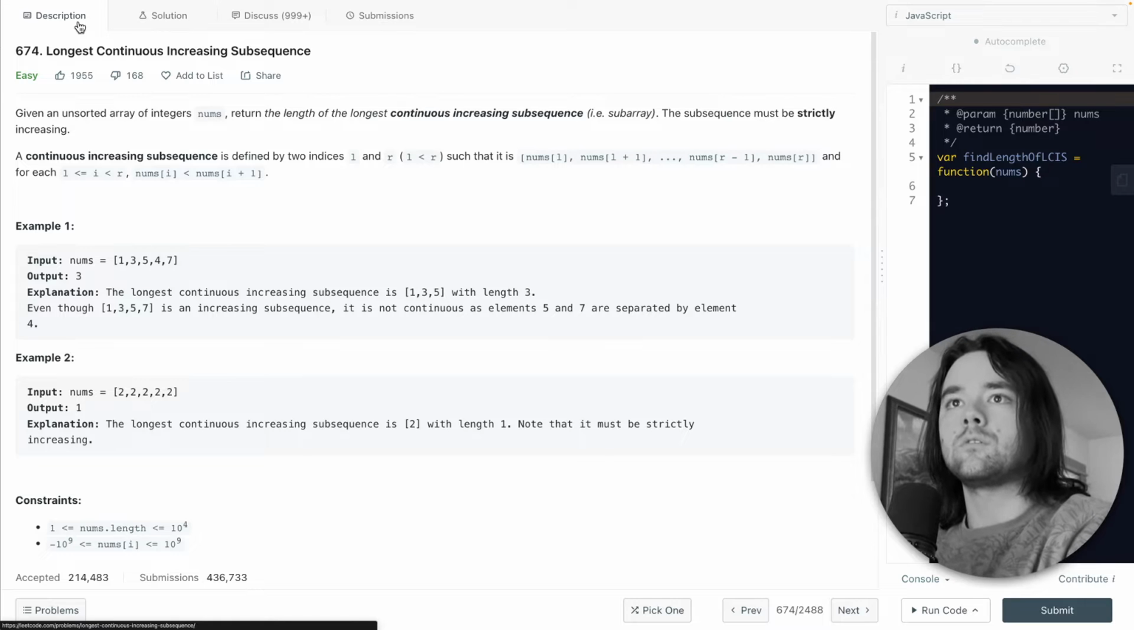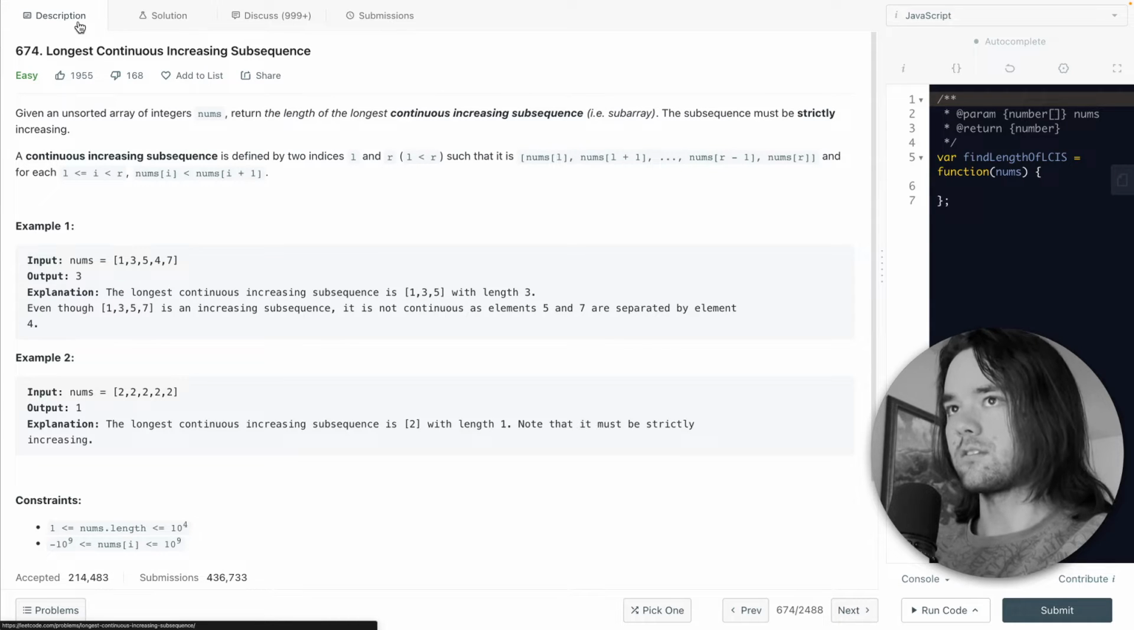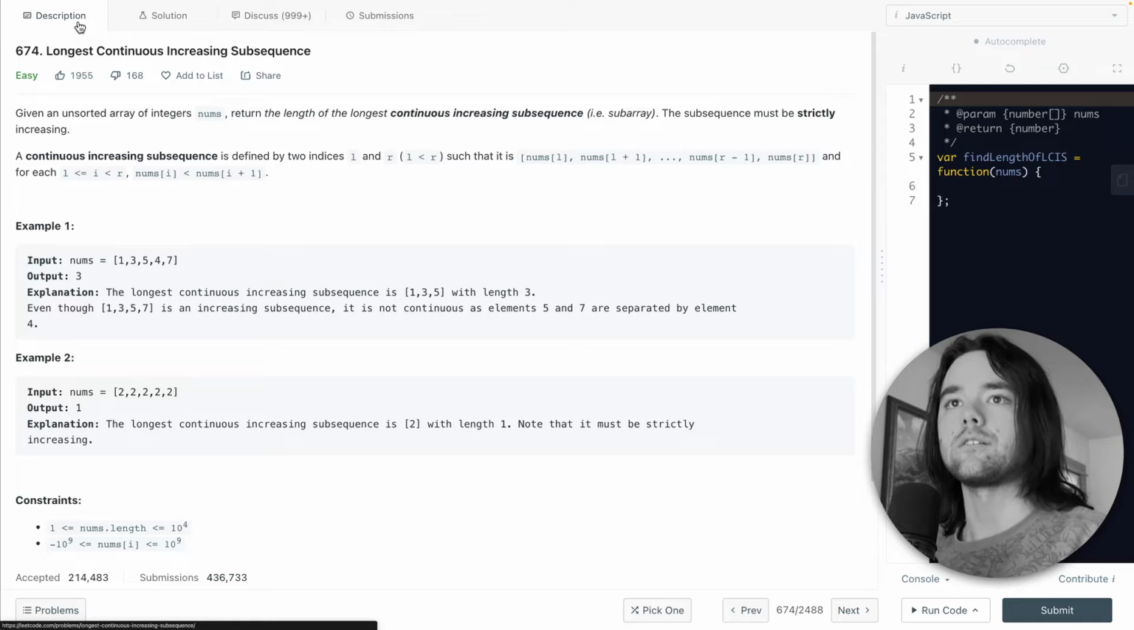Leetcode 674, longest continuous increasing subsequence. Let's get started.